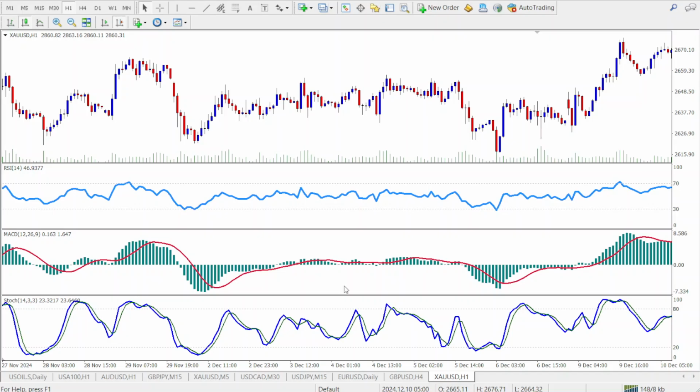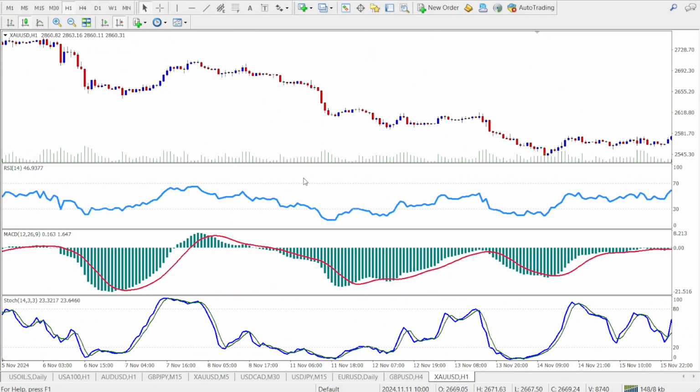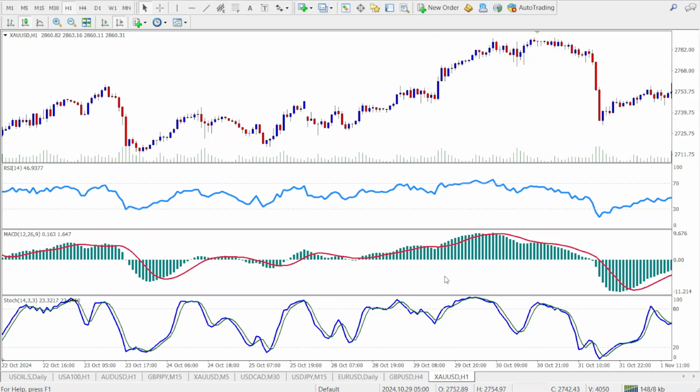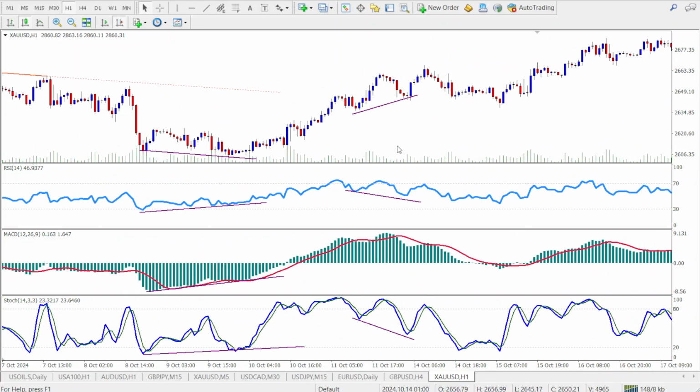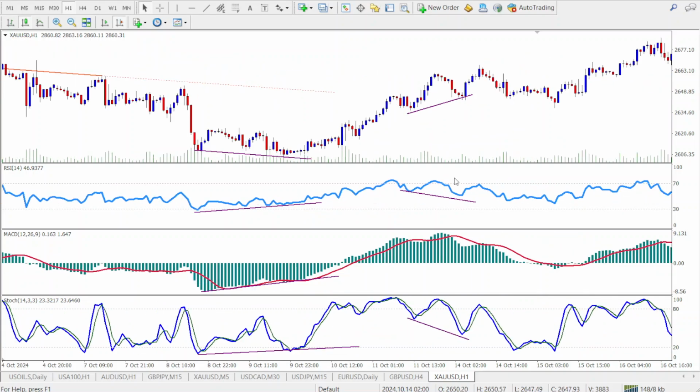Now, to spot divergence, you will need an indicator that tracks momentum, and that is the reason why I added these three indicators. You don't need the three of them at once, okay? You can actually do with one of them, all right? But these are the three main indicators that are usually used. They are the most commonly used indicators for divergence trading.